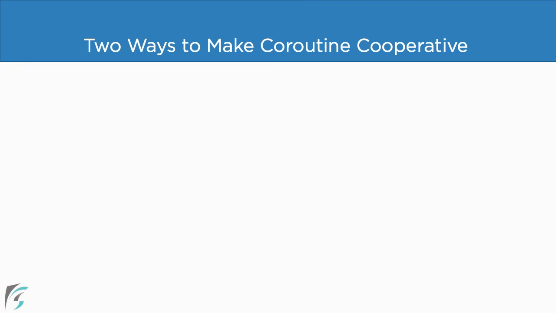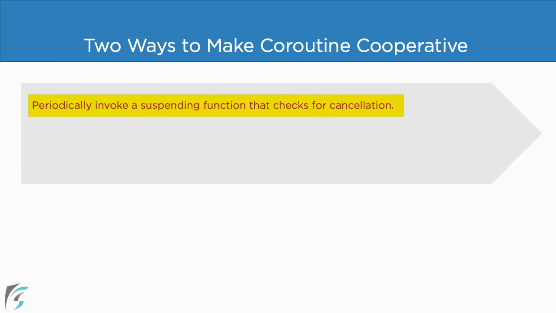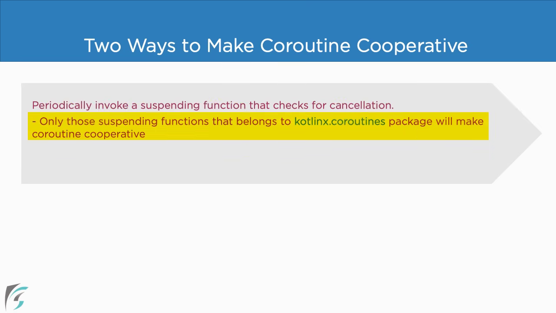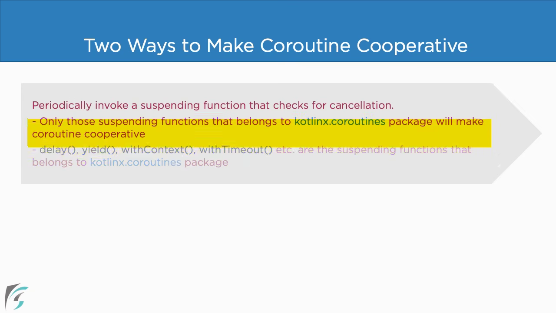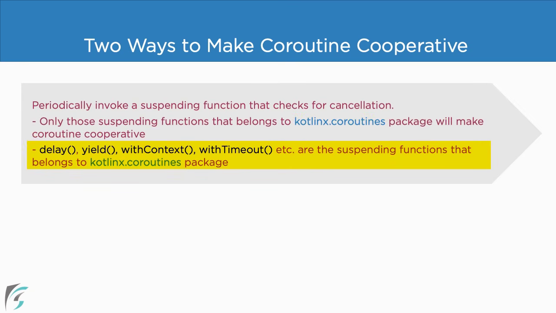Well, there are basically two ways to make a coroutine cooperative. The first way is to periodically invoke a suspending function that checks for cancellation. And only those suspending functions which belong to the kotlinx.coroutines package will make your coroutine cooperative and therefore cancelable. For example, functions like delay, yield, etc. are suspending functions which belong to that package. And if you use these functions in your coroutine, then your coroutine will become cooperative and therefore it can be cancelled by calling the cancel function.